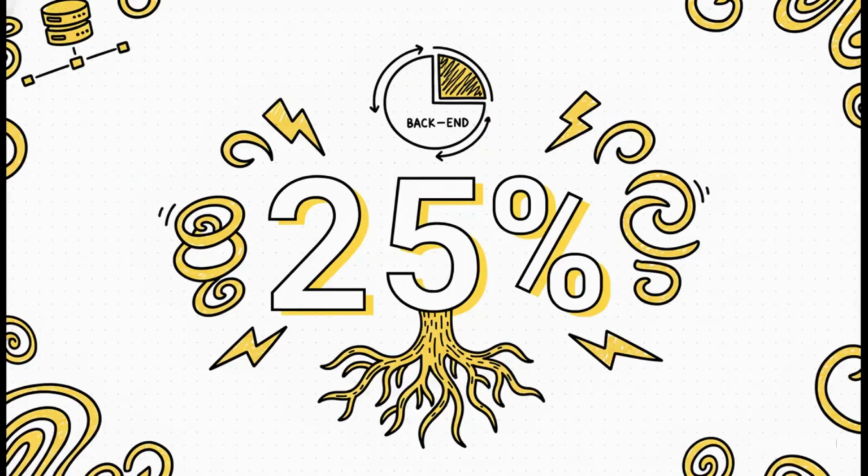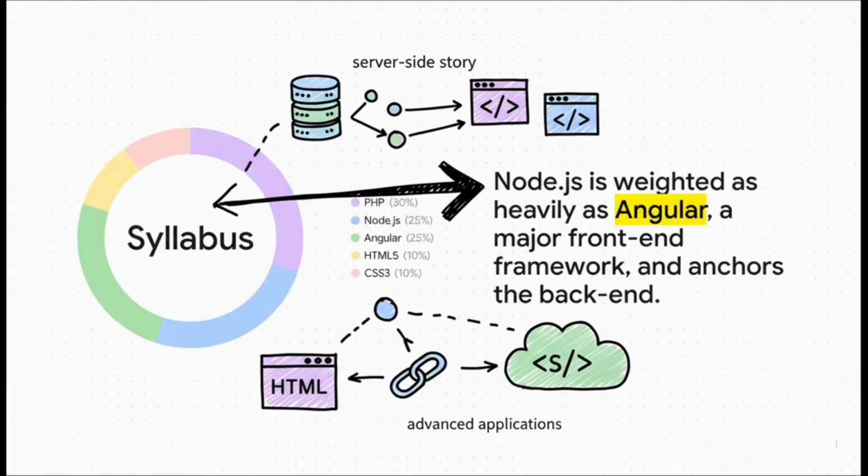And if you're following the Advanced Internet Technologies syllabus, listen up, because this one is huge. Node.js makes up a full 25% of your final grade. It is an absolutely foundational part of this course. And when you look at the whole picture here, you can see just how that 25% fits in. Node.js has the same weight as Angular, the front-end framework you're going to learn next. It is the absolute core of the server-side story here.